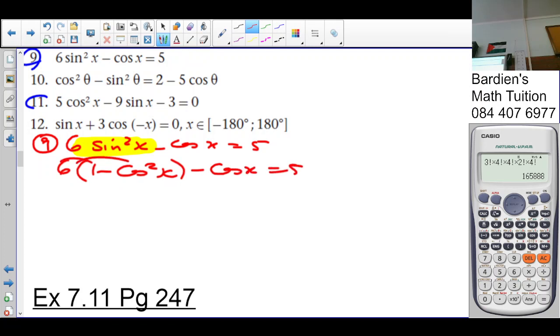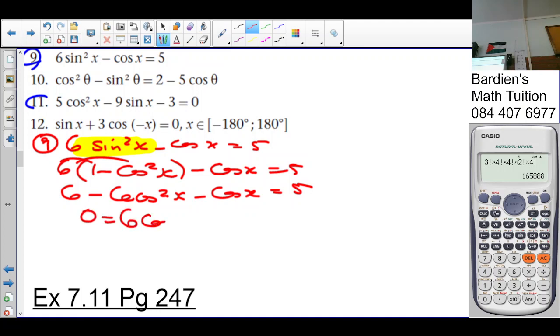Get rid of the brackets, so it's going to be 6 minus 6 cos squared x minus cos x is equal to 5. Then 0 is equal to 6 cos squared x plus cos x minus 1. So what is this to us now? A trinomial. Don't make a mistake.